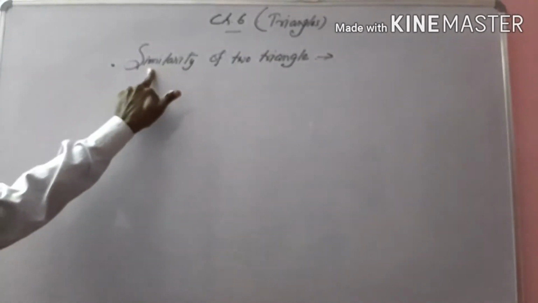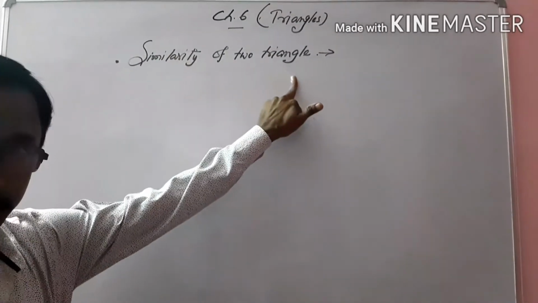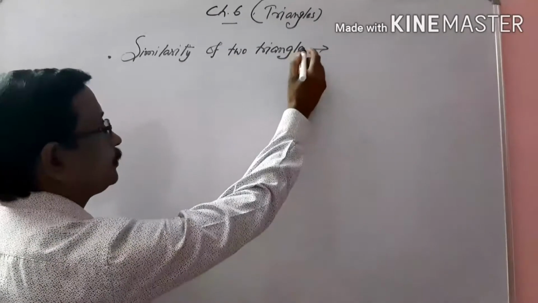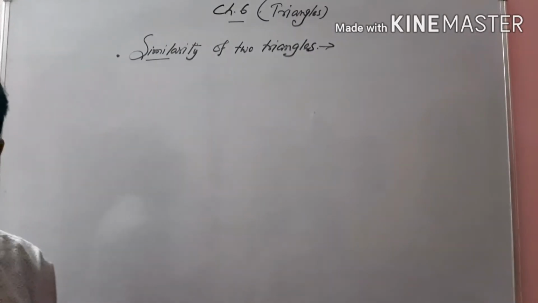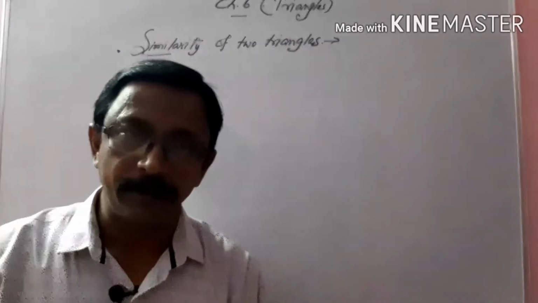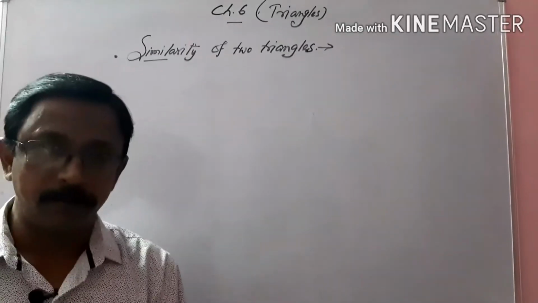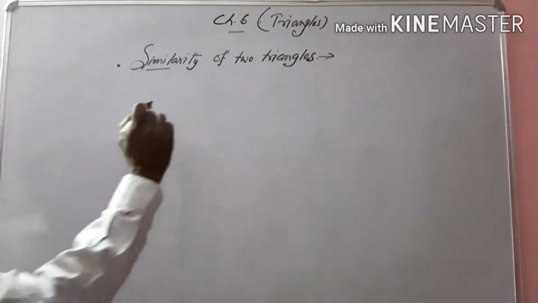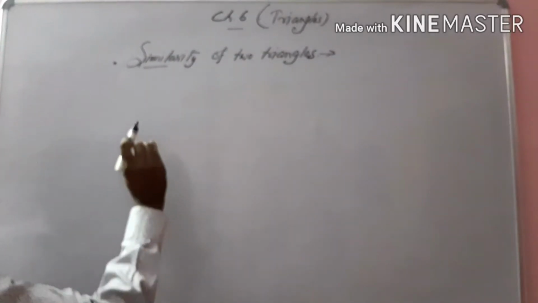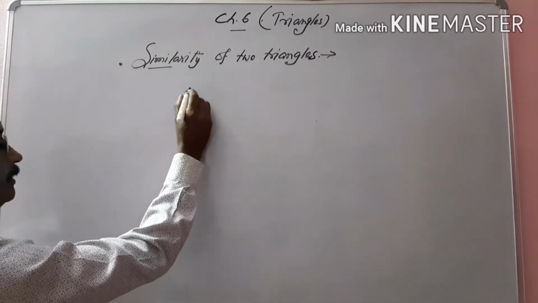Okay guys, now I am going to explain this part: similarity of two triangles. I have explained similarity in my last video. I think you have seen it, but if you have not, then you must see that one first. So, similarity of two triangles, I am writing what the conditions are.